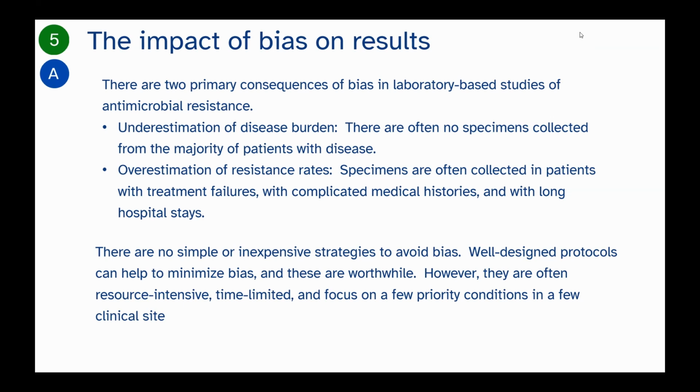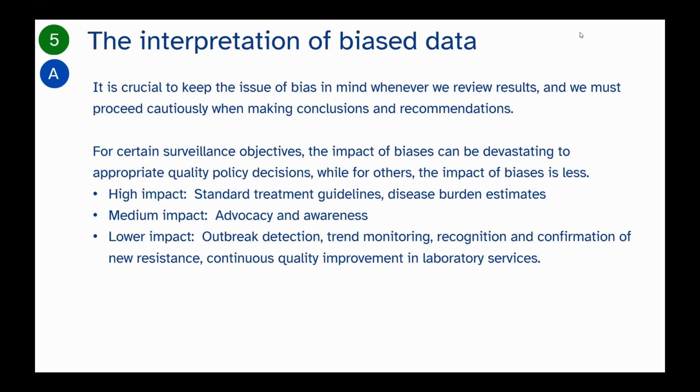There are no simple or inexpensive strategies to avoid bias. Well-designed protocols can help to minimize bias, and these are worthwhile. However, they are often resource-intensive, time-limited, and focus on a few priority conditions in a few clinical sites. Therefore, we do need to keep in mind that the data that we view from the laboratory often have these biases. For certain surveillance objectives, the impact of biases can be devastating to appropriate quality policy decisions, while for other objectives, the impact of biases is less.